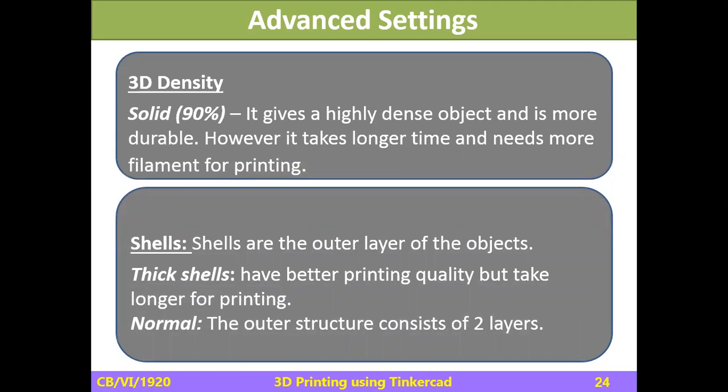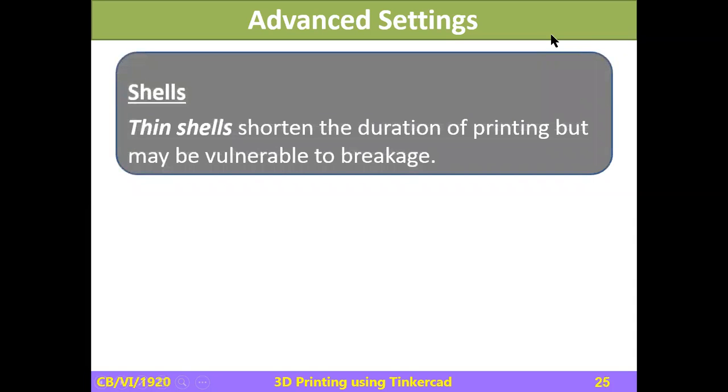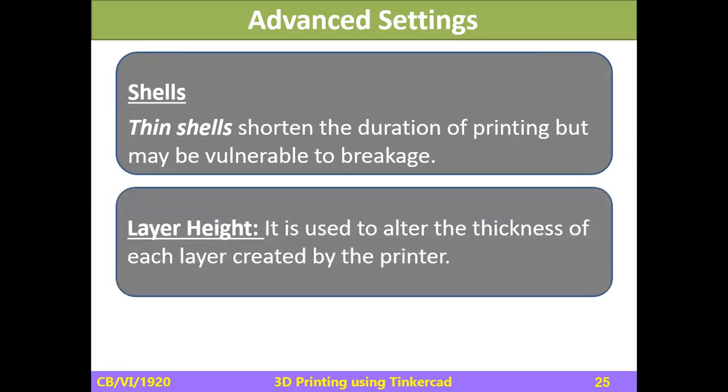Next is the shells. Shells are the outer layer of the objects. Thicker shells have a better printing quality but take longer for the printing. Normal, the outer structure consists of two layers. It's one type of border. You can say that it's a layer above the 3D printing on the four sides. Next, thin shell shortens the duration of printing but may be vulnerable to breakage. वो टूट भी सकता है.